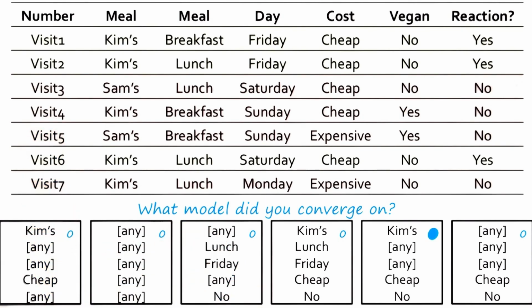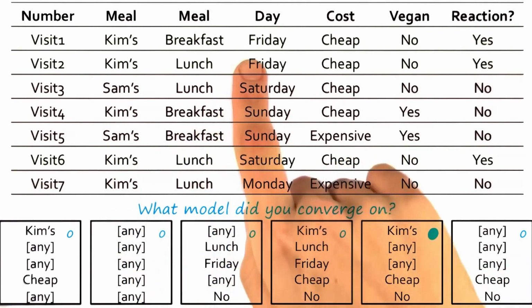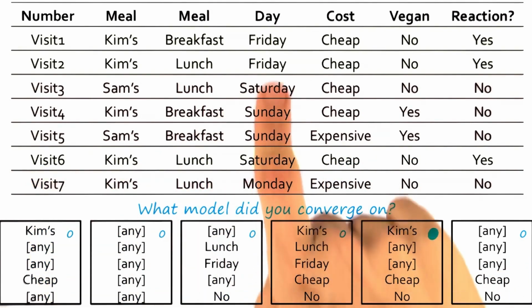But the 4th visit rules out it being any meal at Kim's or any breakfast or any cheap food. It also rules out a couple other specializations like any breakfast at Kim's, any cheap food at Kim's, or any cheap breakfast. On a more specific model, we had left it off as any cheap non-vegan meal at Kim's on Friday, but visit 6 rules out the idea that it's just on Friday.